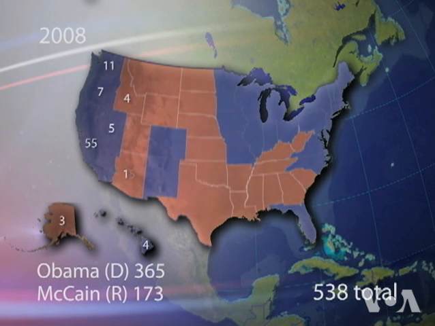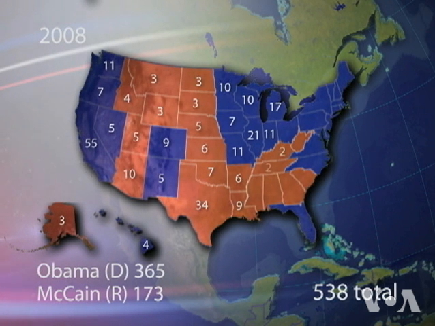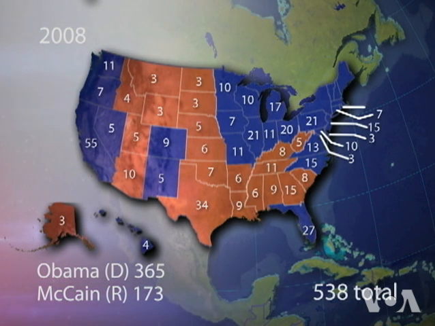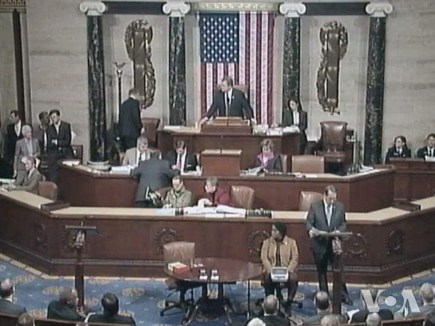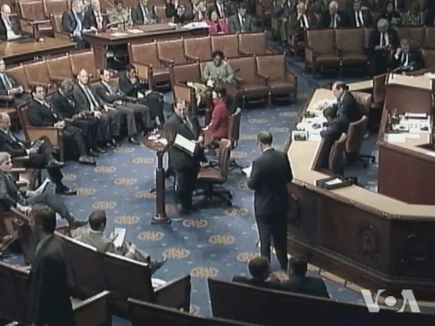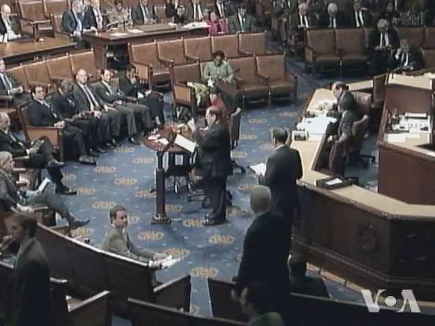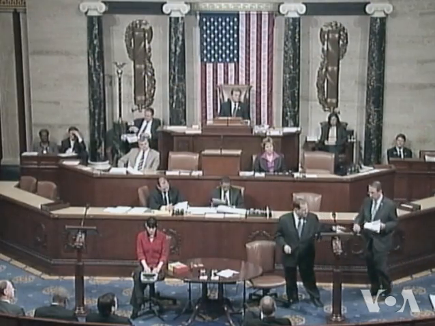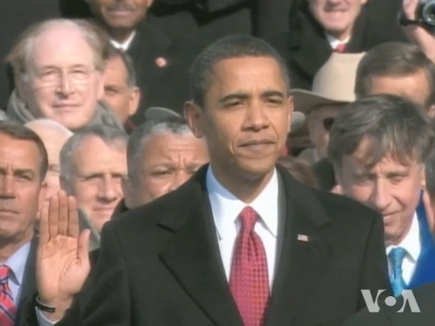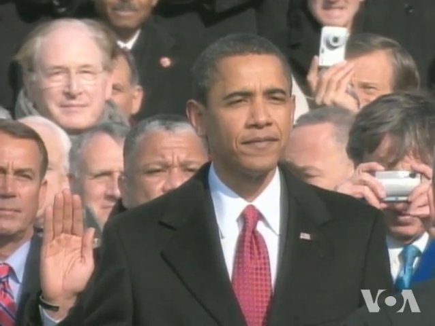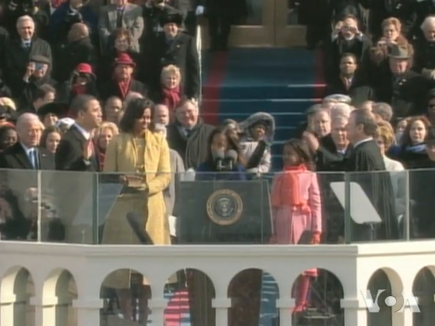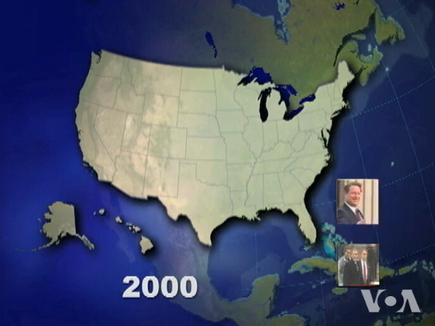A simple majority of 270 produces a president, but if no candidate comes up with that, the Constitution provides for the House of Representatives to select the next president. But that has not happened in more than 200 years. And while most presidential elections have one candidate winning both a majority of the popular vote and the Electoral College, an exception took place in 2000.